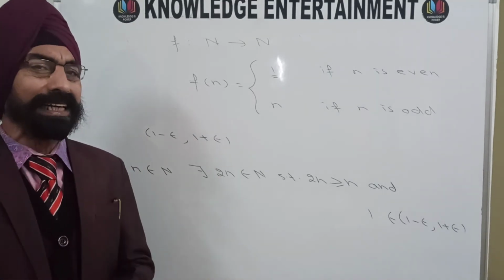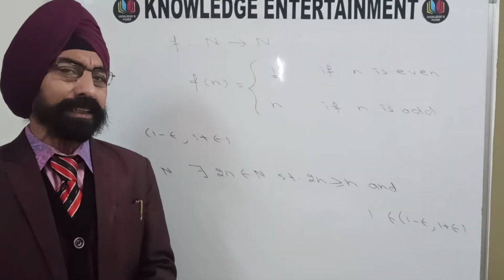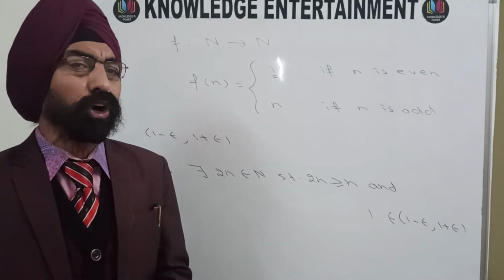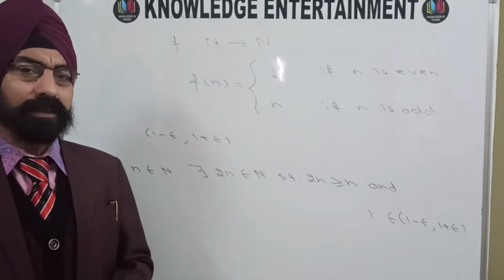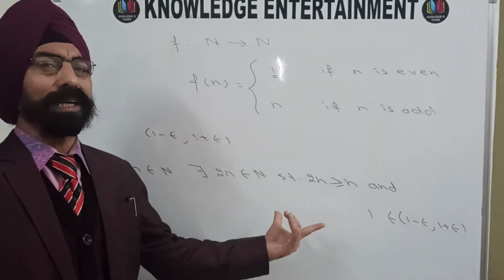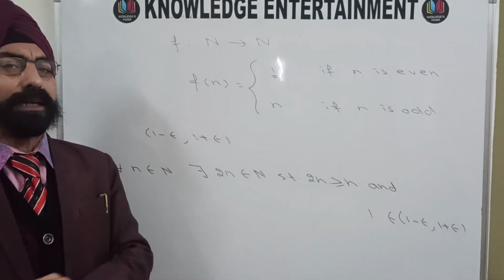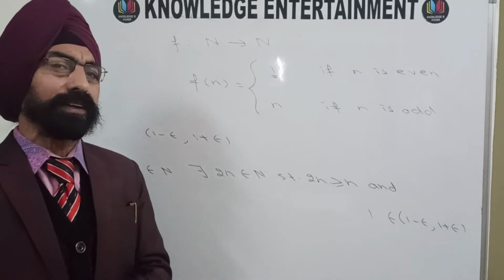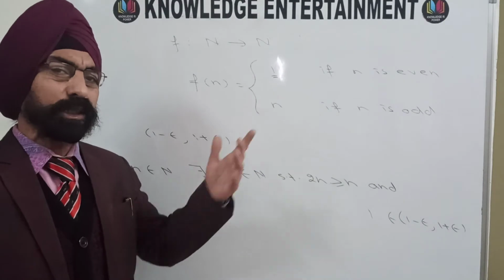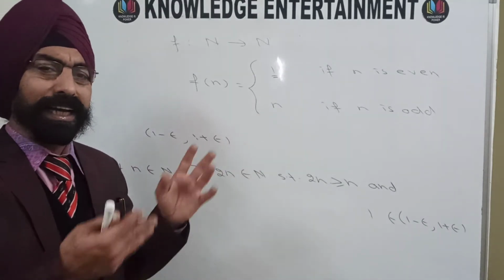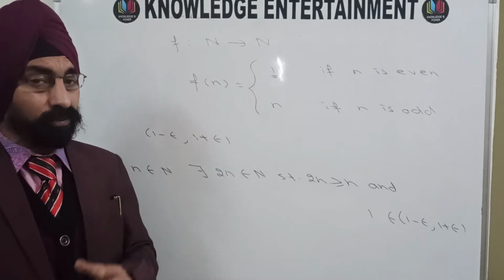And one more thing is clear: if a net has only one cluster point, that means a unique cluster point, the net need not be convergent. This net is not a convergent net, because the net is frequently in the neighborhood of 1, but f is not eventually in every neighborhood of 1. So this 1 is not a point of convergence. This is only a cluster point. So here you have an example of a net having a unique cluster point which is not convergent.